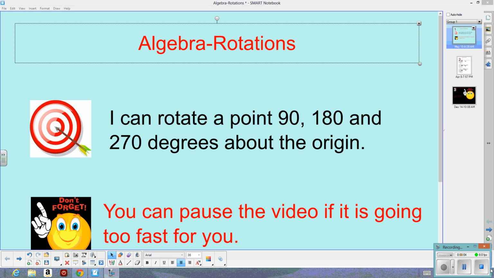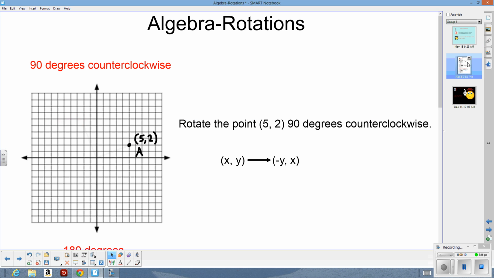In this lesson, you will rotate a point 90, 180, and 270 degrees about the origin. The first thing we're going to start with is rotating the point (5, 2) 90 degrees counterclockwise. Counterclockwise means the opposite way that a clock moves. So it's going to go this way, 90 degrees.